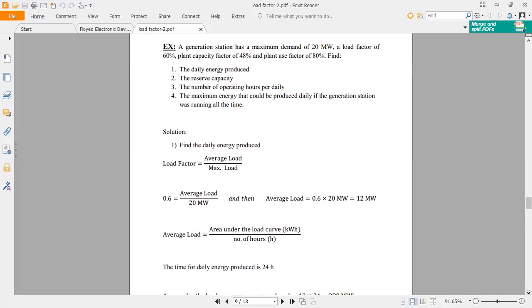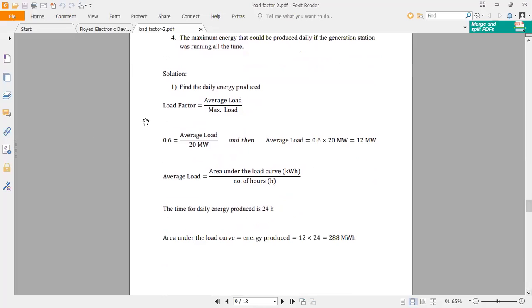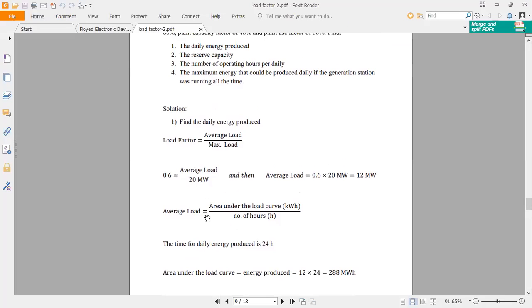So moving towards part 1, find the daily energy produced. Load factor is average load divided by maximum load, so we have to find the average load. We know the maximum load and the load factor; multiplying both, we get 12 megawatt. This is the average load operating on the power plant, 12 megawatt.